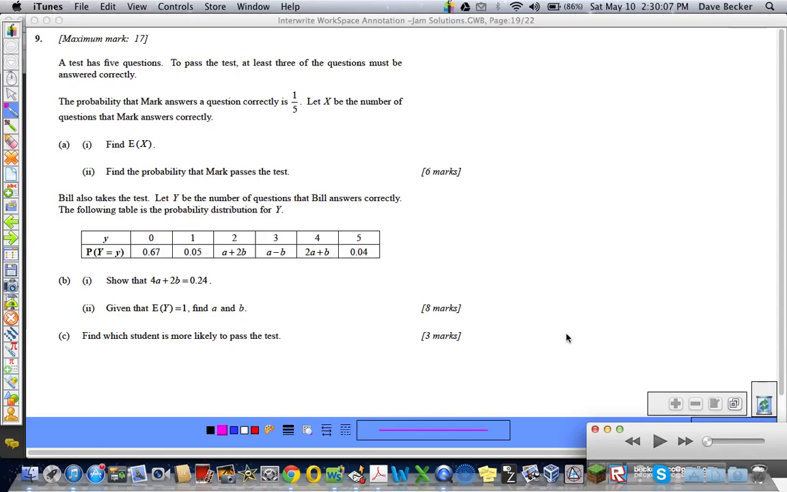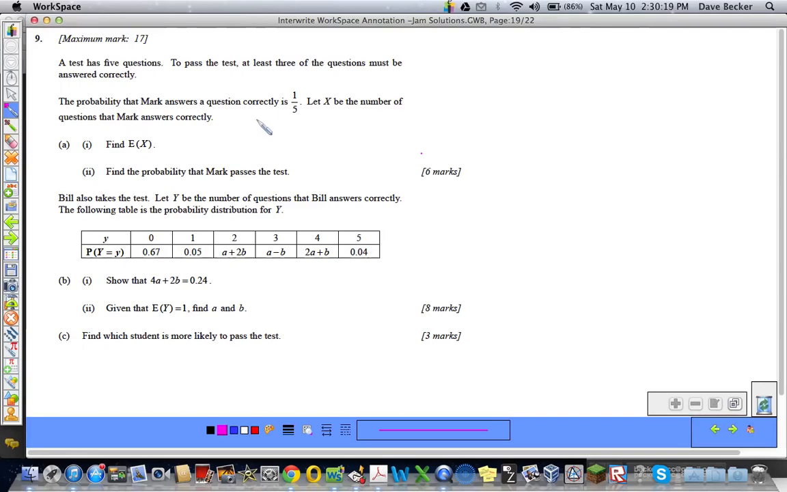All right, so we have a test that has 5 questions, and to pass the test, at least 3 of the questions must be answered correctly. So, Mark. He's not doing so hot. The probability that he answers a question correctly is 1 in 5. Let x be the number of questions that Mark answers correctly.